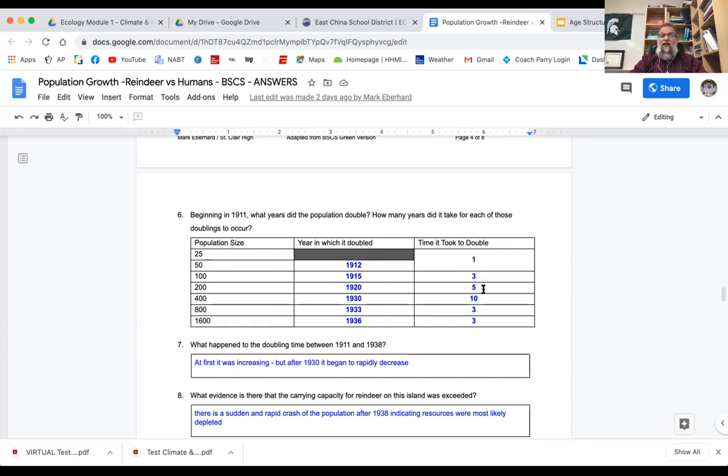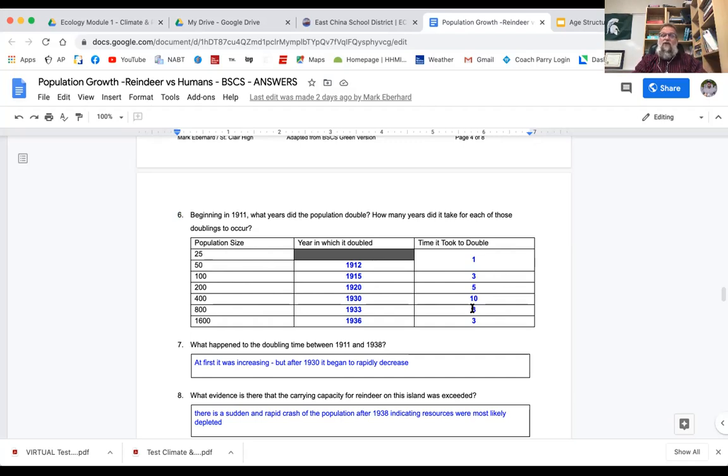So in those first 20 years, doubling time was getting longer and longer. Doubling time was slowing down. Thus, we had the slow, steady growth in the graph. But right around 1930, look what happens to doubling time.